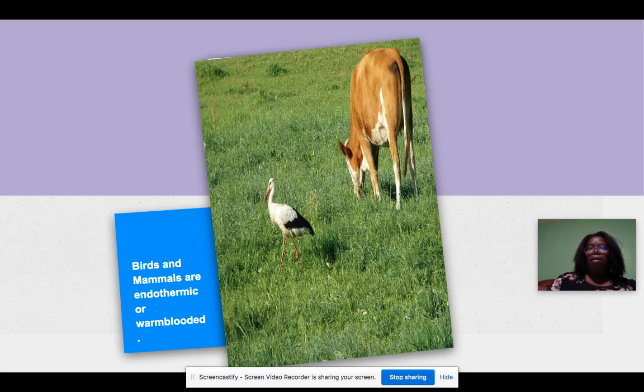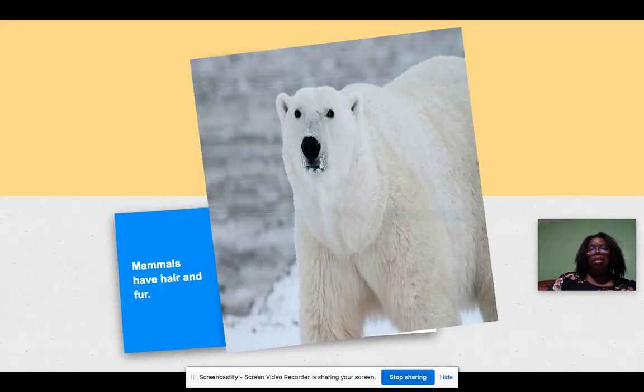Now, how are mammals and birds different? Birds have scaly feet, they have some scales on their feet. Birds have feathers, they have bills and beaks. Mammals do not. A lot of mammals are four legged, and then some other things we're going to talk about mammals as well. So let's continue our lesson.